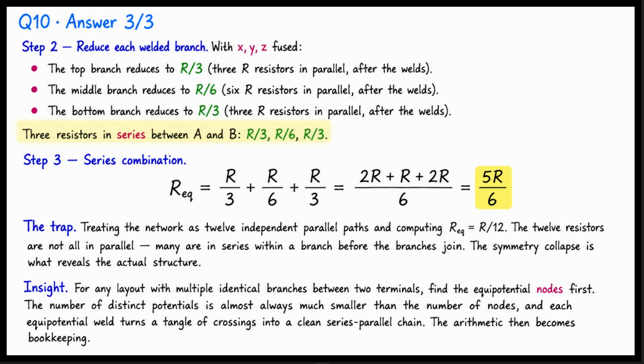The mental shortcut: don't try to read the entire 12-resistor layout at once. Find the symmetries, weld them, and the network reveals itself as a clean series chain of 3 resistors, each of which has a parallel substructure that reduces by inspection.